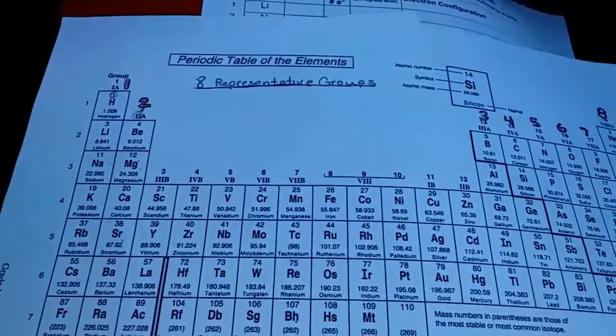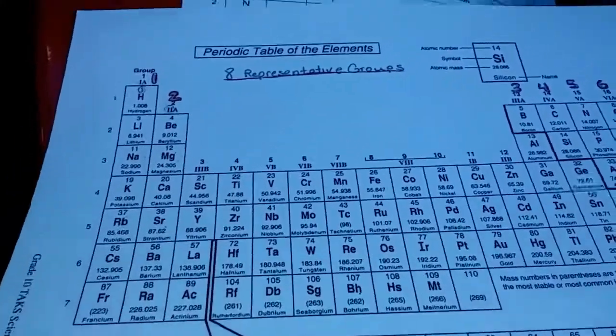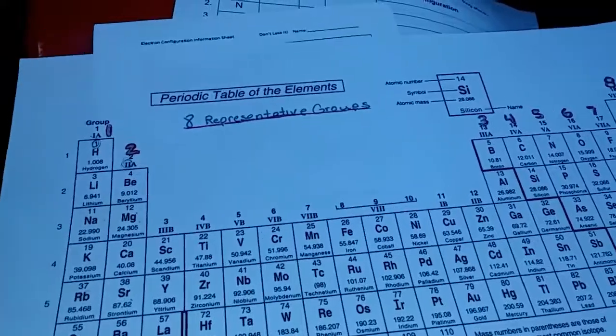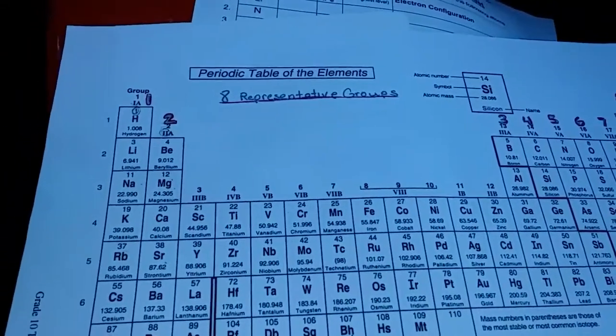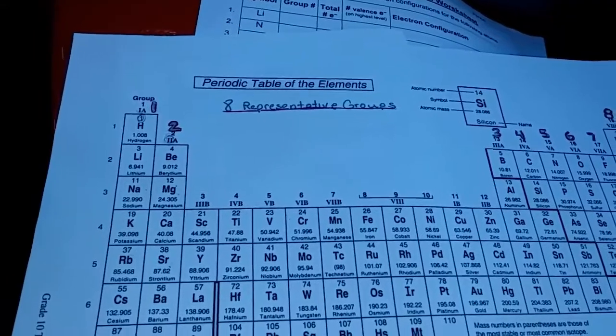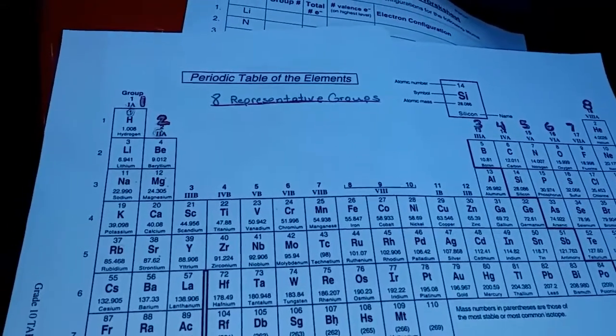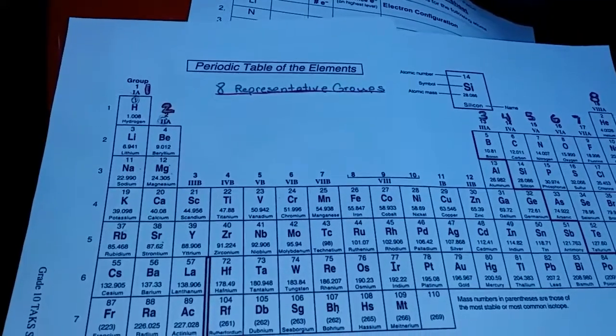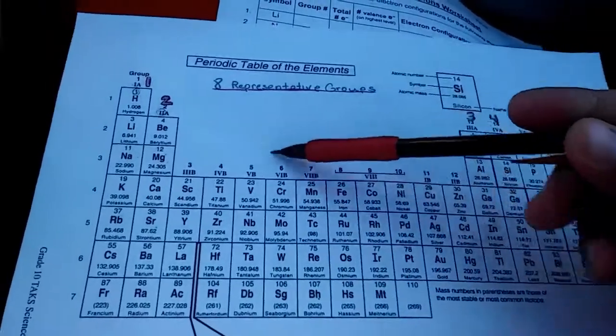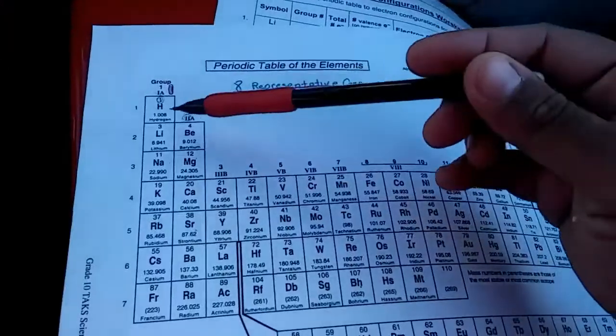We're going to do a quick tutorial on electron configuration. One of the things that I want you to do for this assignment that we talked about in the past is that I want you to go ahead and number your representative groups on your periodic table that was given to you last 9 weeks. So if you notice, I have that on mine.